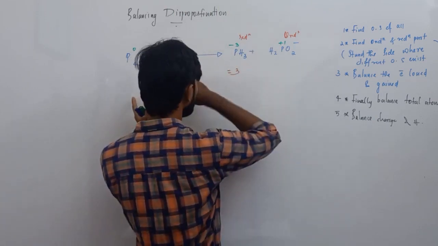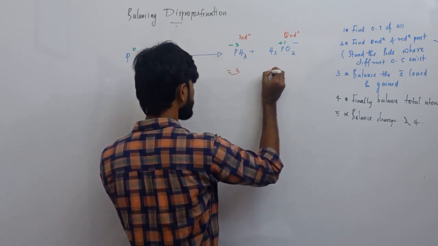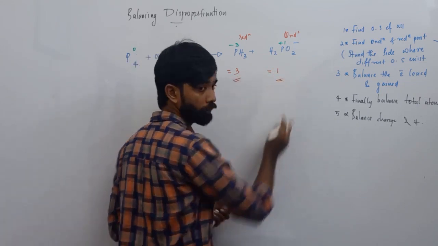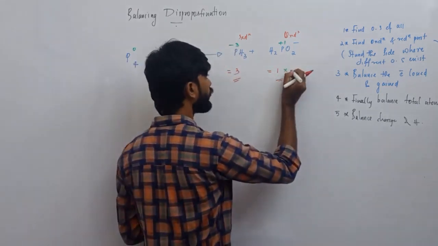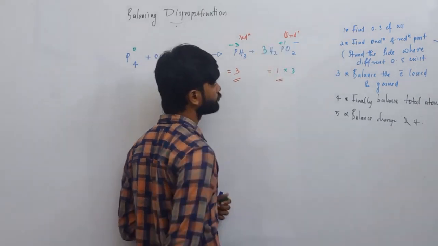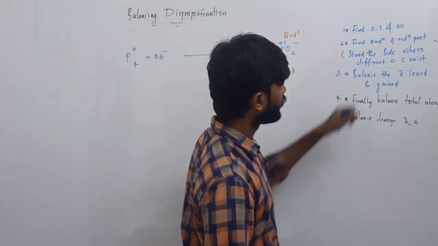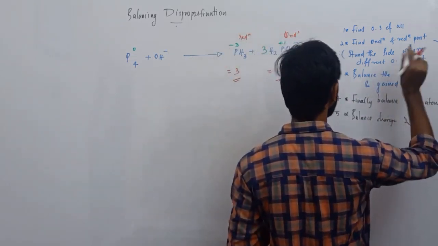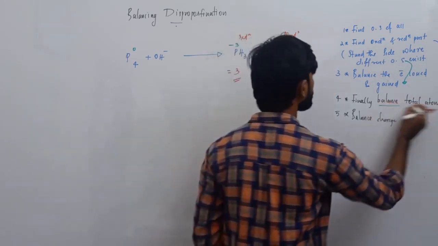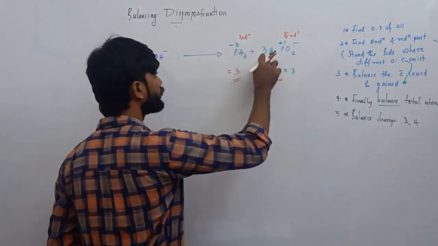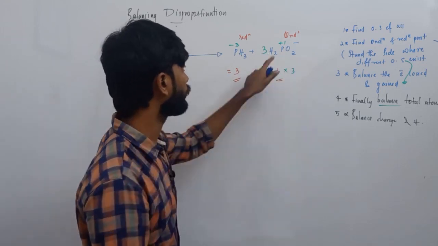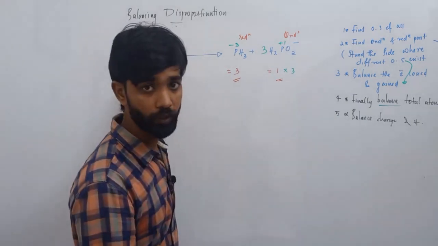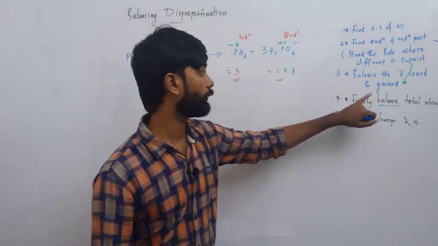And from 0 to plus 1, the electron lost is 1. So you multiply with a suitable number, 3, here only. Then balance the electrons gained and lost by standing on the different OS side. Finally balance the total atoms. By balancing the electrons lost and gained, you obtain 3 phosphorus here, 1 phosphorus there. So this side has 4 phosphorus, and already this side is 4, so this step is okay.